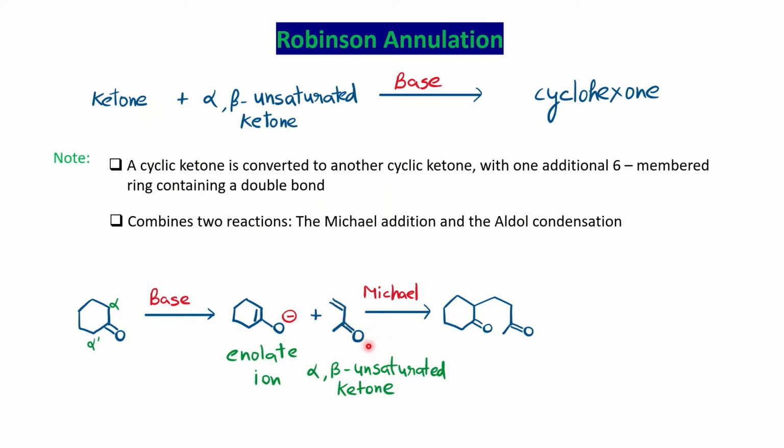You will get O minus. After protonation, you will get OH, and by keto-enol tautomerism you will get this product, which is the carbon-carbon bond forming reaction product.